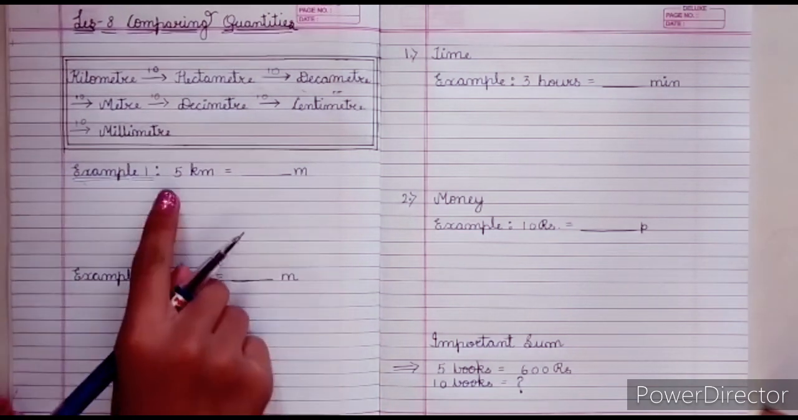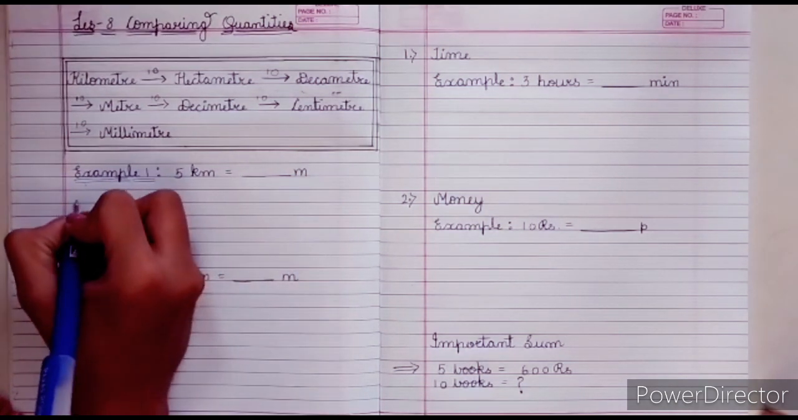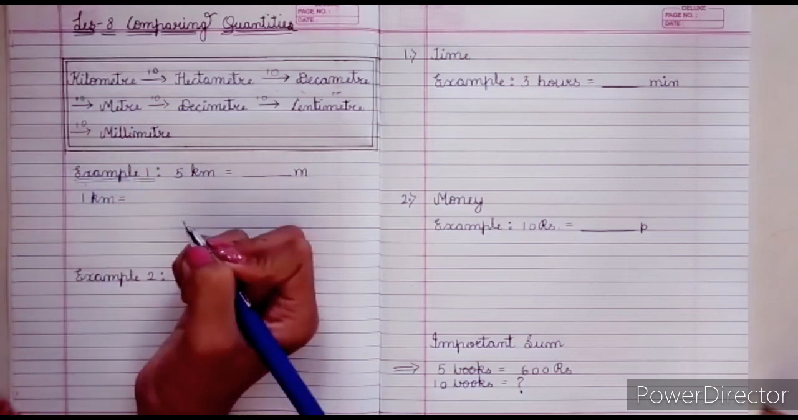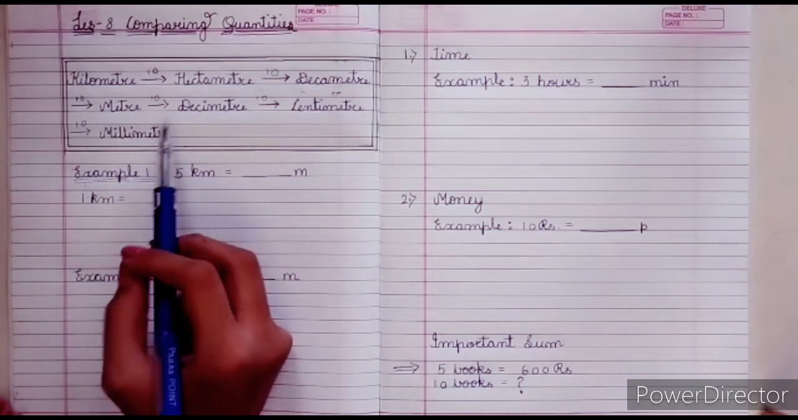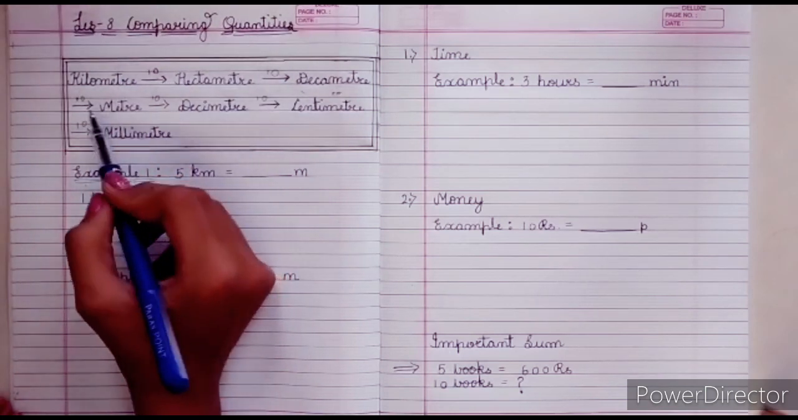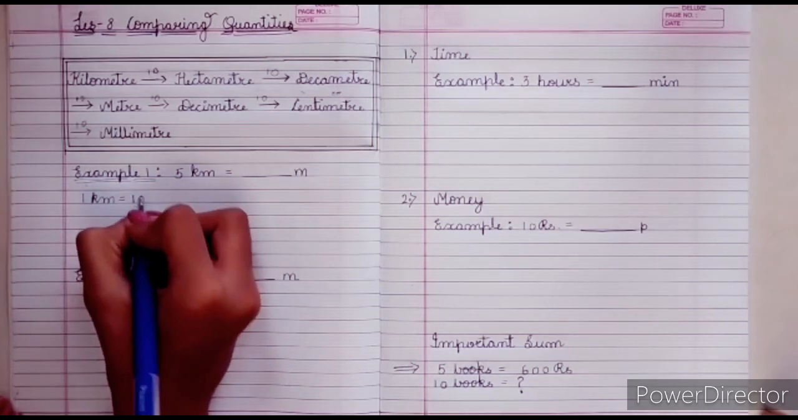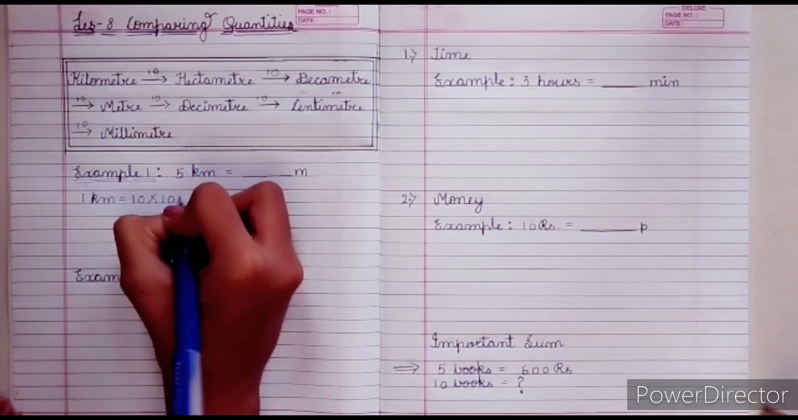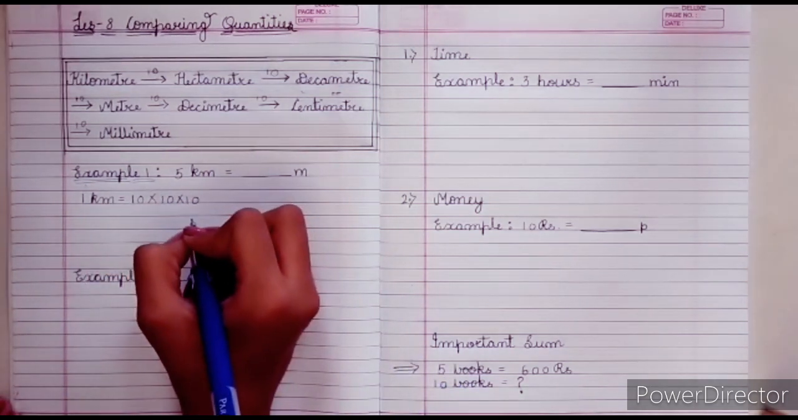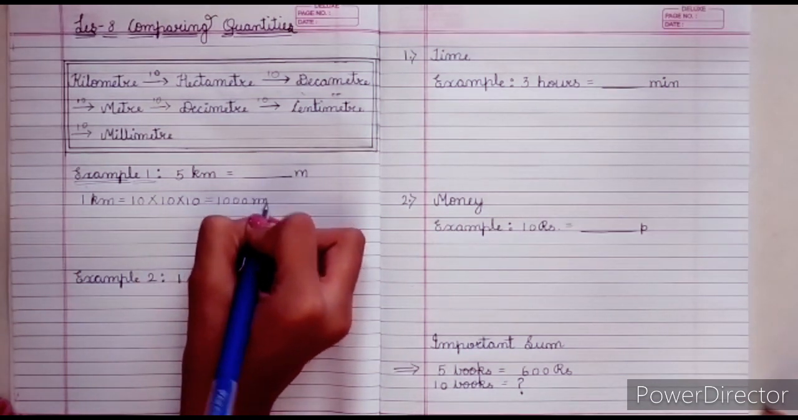So first example is 5 kilometer is equal to blank meter. So first we'll find of 1 kilometer. So how to find of 1 kilometer? First we have to see that it is kilometer to meter, means big to small. So we have to multiply it, and we will count 10 that came between kilometer and meter, 1, 2 and 3. So 3 times 10 came, so we have to multiply 10 three times. So 10 multiplied by 10 multiplied by 10. If we multiply it 3 times, we get 1000 meter. So 1 kilometer is equal to 1000 meter that we got.